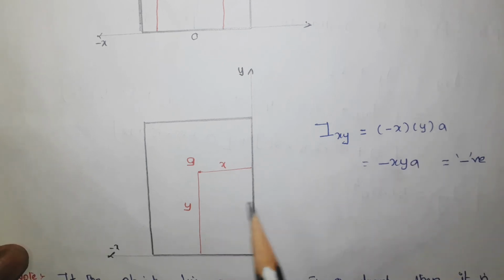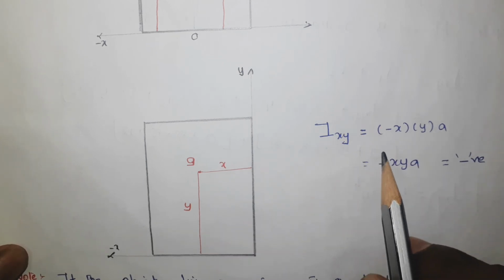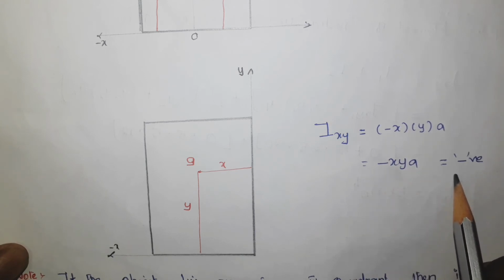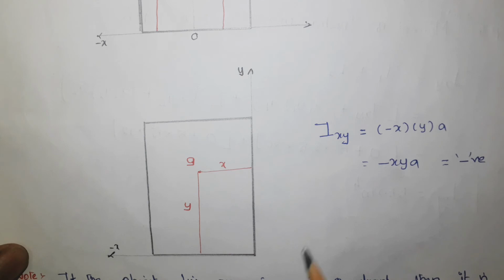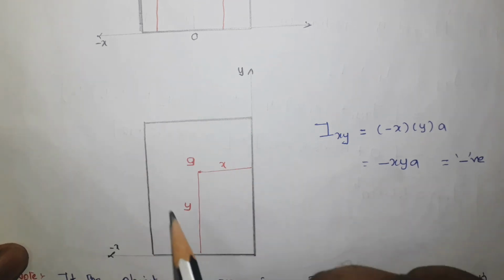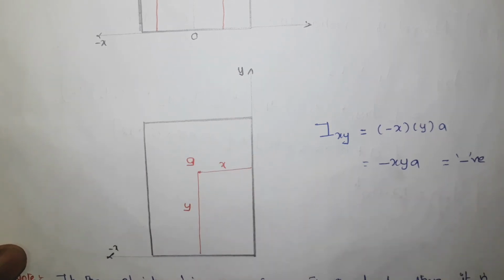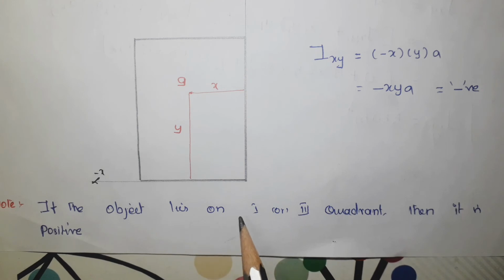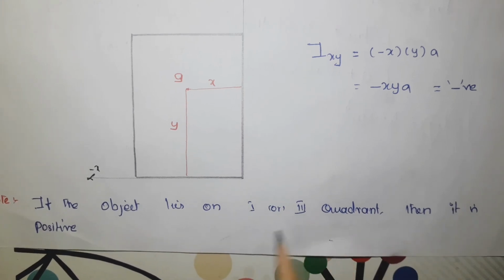Similarly, if the object is located in the first quadrant, then x will be positive, so the output will also be positive. So it is simple that the product moment of inertia will be negative or positive or 0, depending upon the position of this axis or the position of this area, this material. Finally, note, if the object lies in the first and third quadrant, then it is positive. This is what I already discussed.